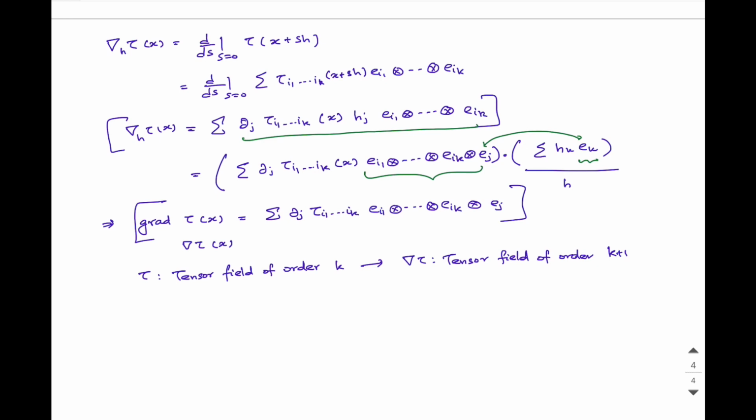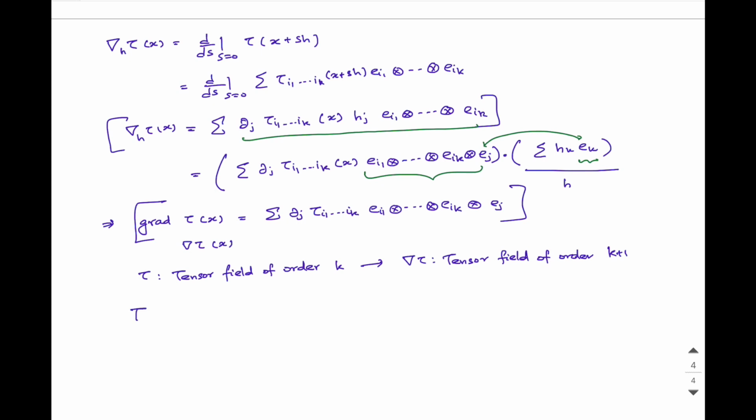And this neatly summarizes what we saw earlier. When tau, for instance, is a scalar field, it's a tensor field of order 0, and the gradient of f is a vector field, which is a tensor field of order 1. When tau is a vector field, it's a tensor field of order 1, and the gradient of v is a tensor field of order 2, which is what we saw earlier, and now we see the general trend. The gradient of a tensor field is a tensor field of one order higher.